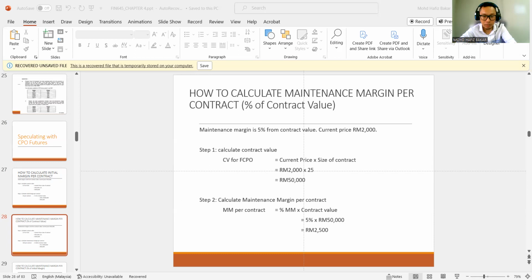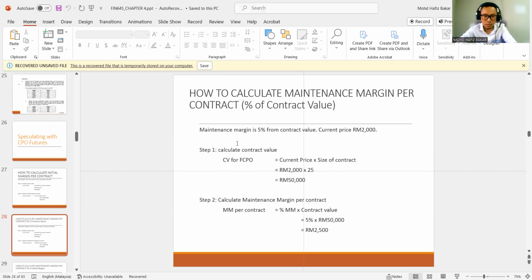For example, the economic situation is not very good, so the investor incurred a loss. For the sake of safety and so that the other parties do not suffer loss, they need to maintain a minimum amount in each account. So maintenance margin is the minimum amount.